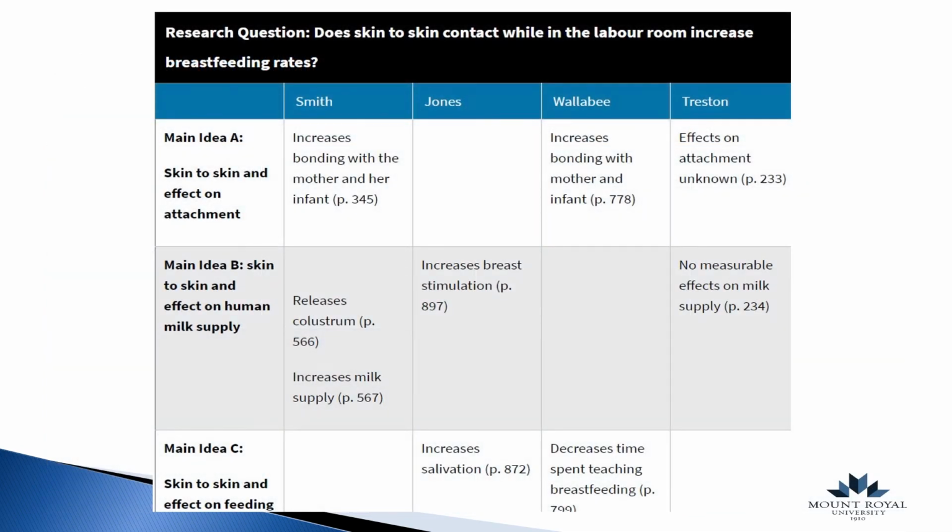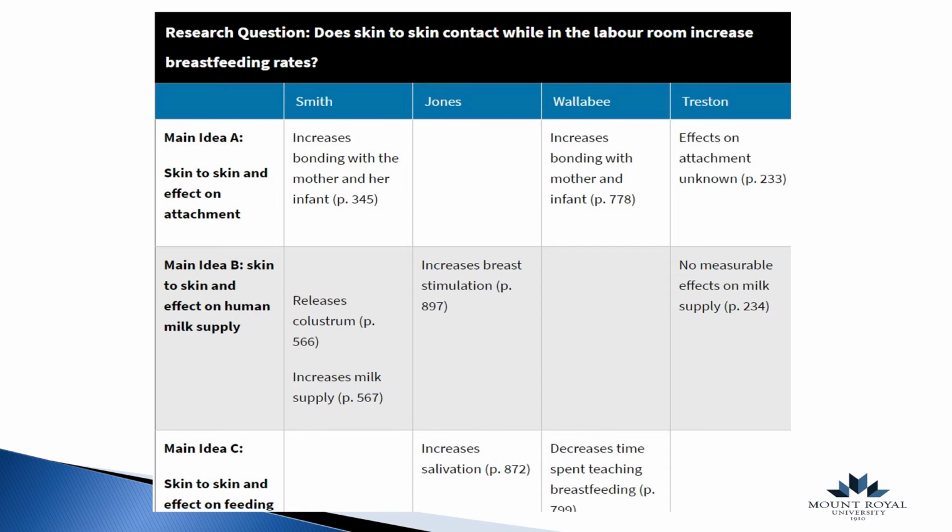So here I have a little example. This was a research question around, does skin-to-skin contact while in the labor room increase breastfeeding rates? And this particular synthesis included 3 articles. Across the top, you can see Smith, Jones, Wallaby, and Truston, and 3 main ideas or outcomes or themes came out of these articles. The first main idea was on skin-to-skin and effect on attachment.